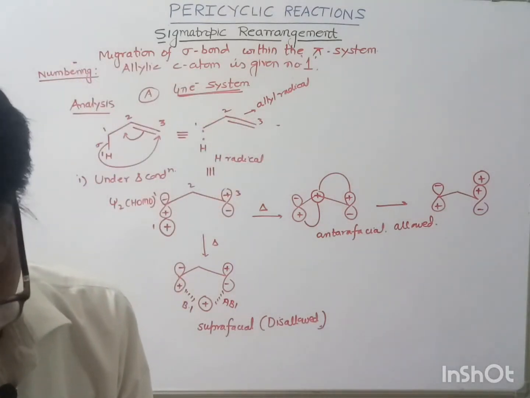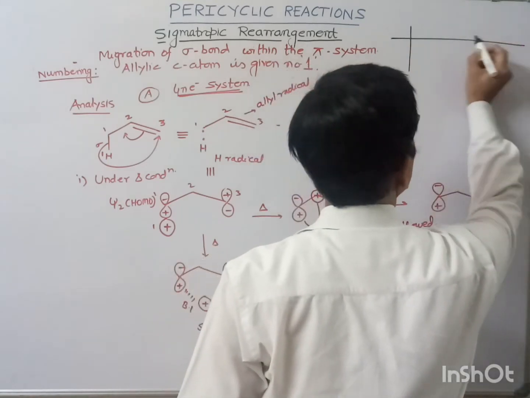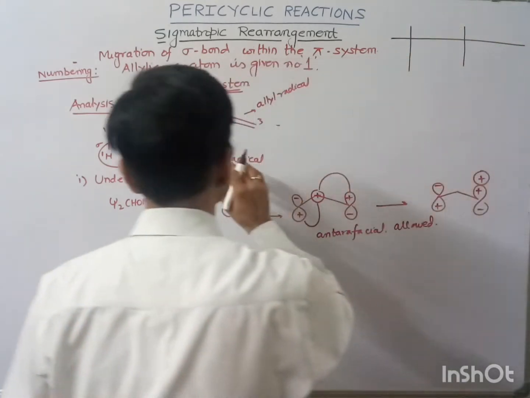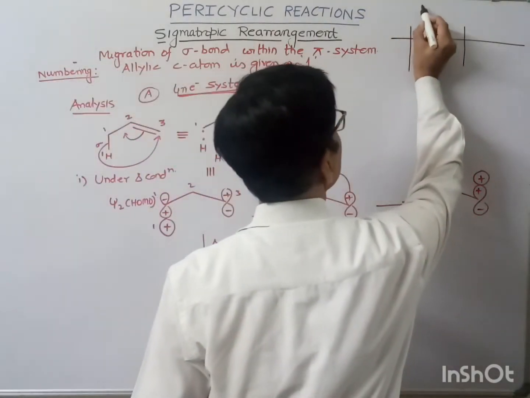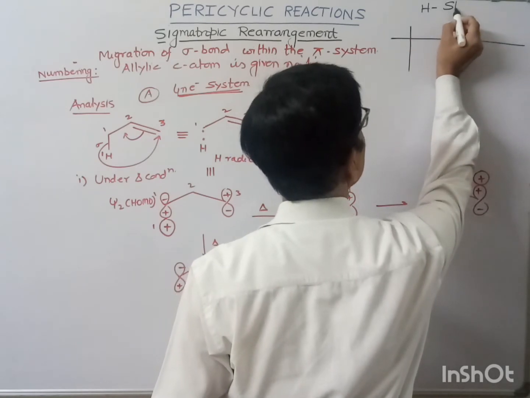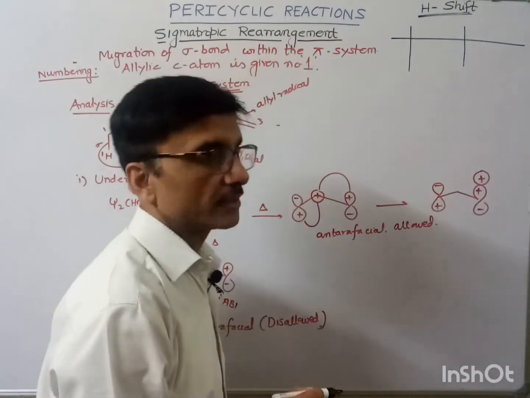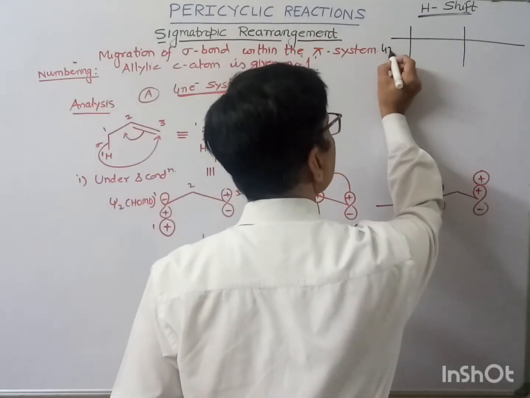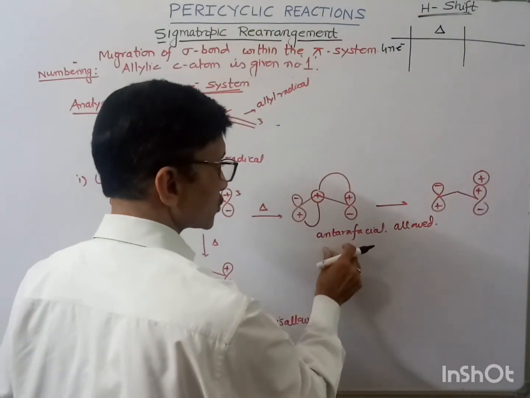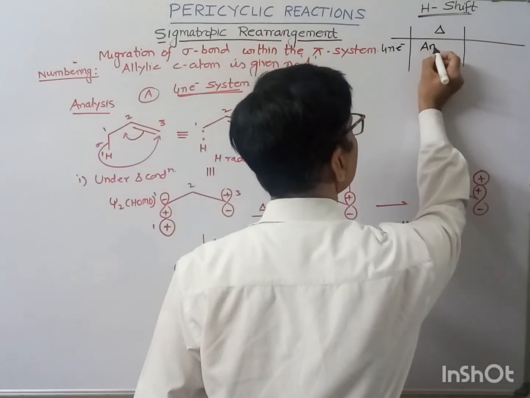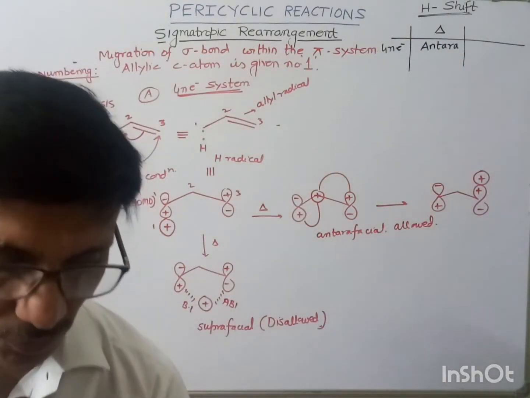Okay, so what conclusion may we draw? What kind of shift are we studying here? The hydrogen shift. For hydrogen shift, if hydrogen is migrating, then for a 4n electron system under thermal condition, the shift which is possible is the antarafacial shift. Okay, this antarafacial shift is possible.